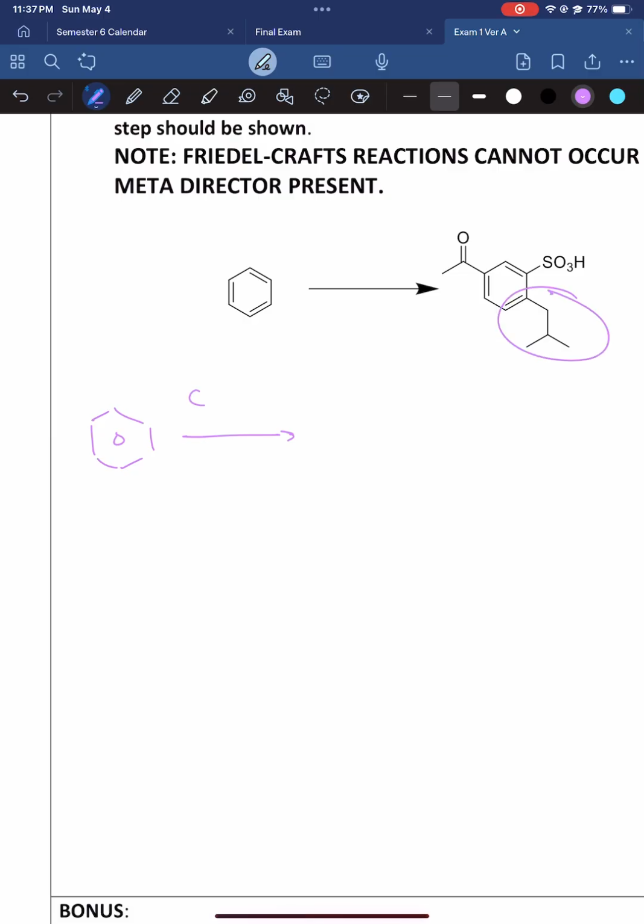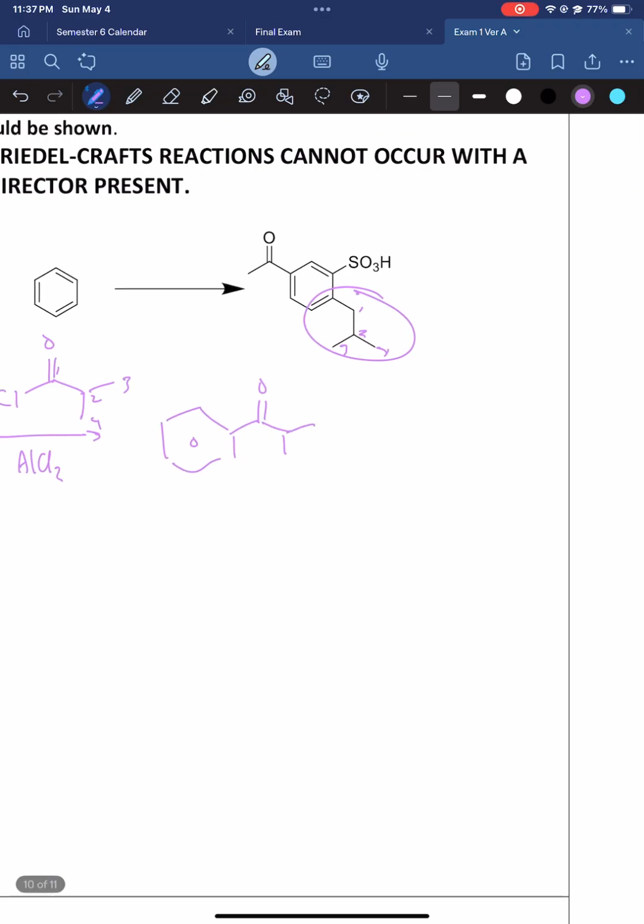We have the Cl, and then we have this group here: 1, 2, 3, 4. We don't want to miscount any carbons or anything. AlCl3. Basically, this group is going to add right here, like this. And then we can go ahead and reduce this with the H2, Pd on C reaction. It's going to give us something like this.